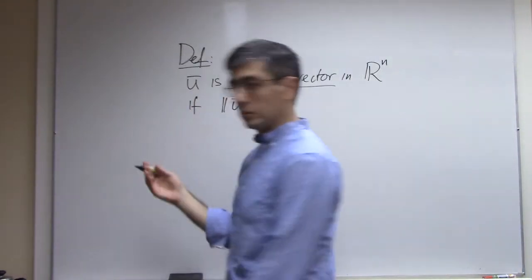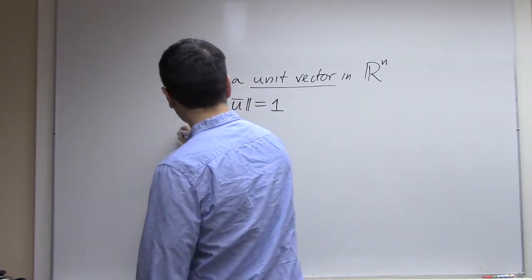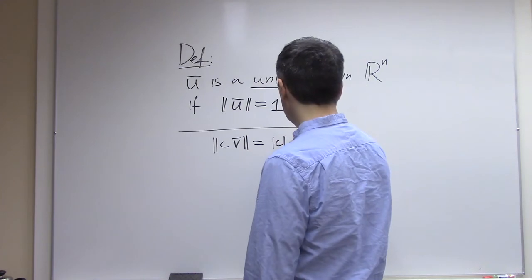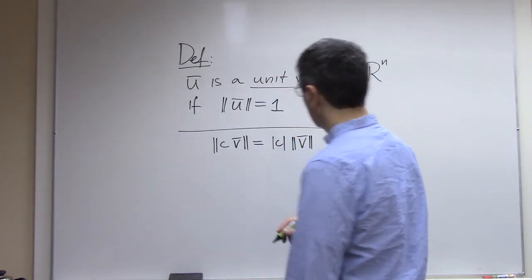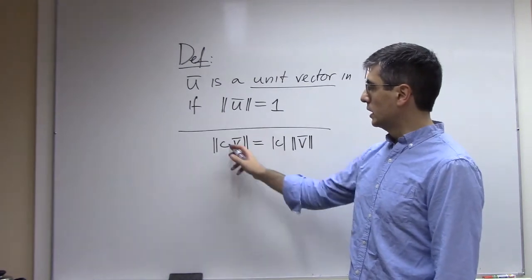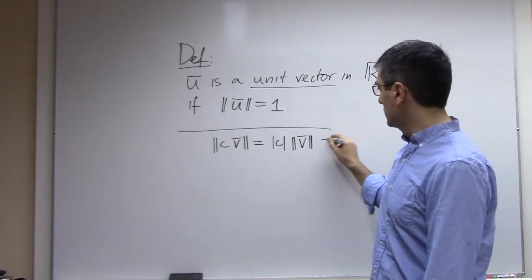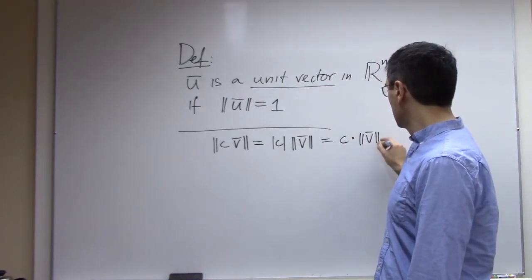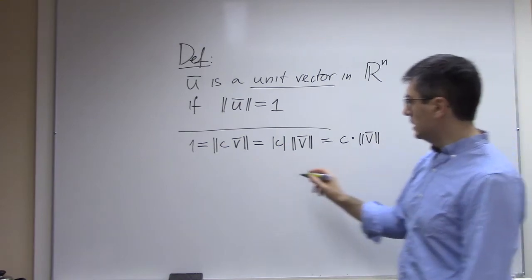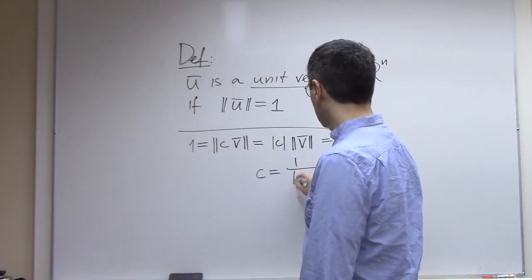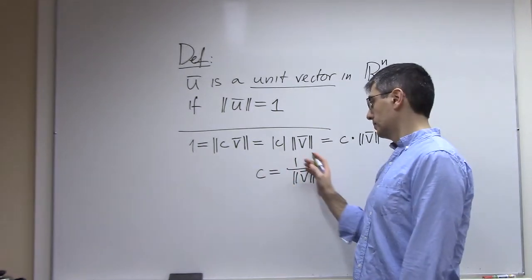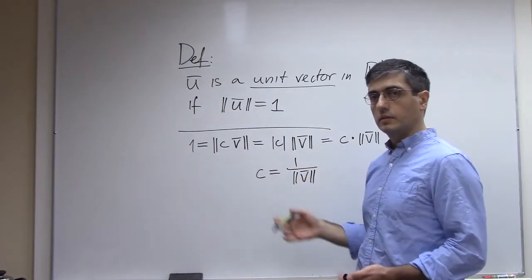And this can be easily seen from the previous formula. So remember that we had the length of CV equal to the absolute value of C times the length of V, right? And suppose we want to make this 1. So I want to choose a number so that this is 1. I can assume that C is positive. So then this is simply C times the length of V. Okay? And I want this to be 1. That tells you that this number C is equal to 1 over the length of V. So if you multiply the vector by the reciprocal of its length, you will get a vector of length 1.